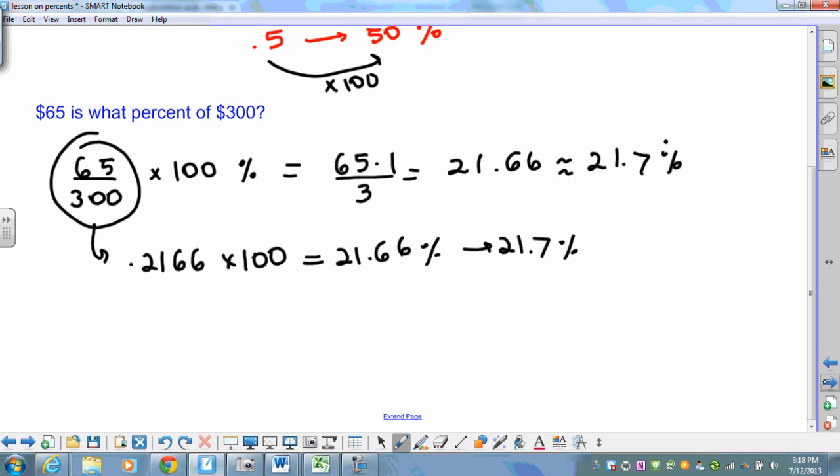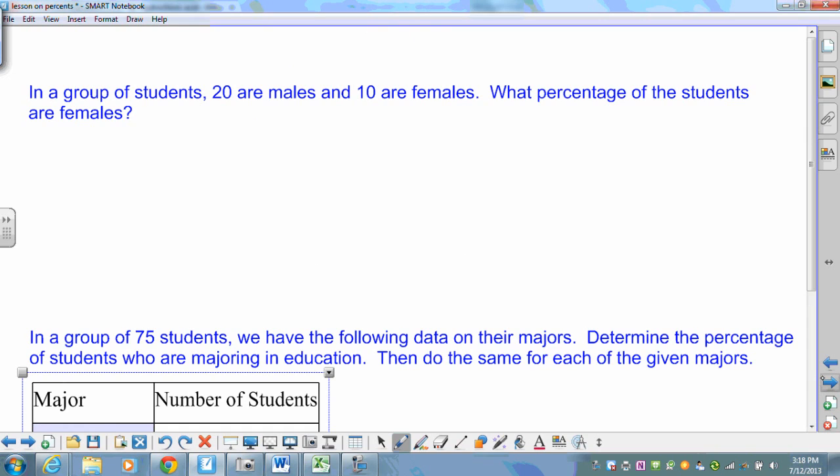Okay, let's take a look at another example. In a group of students, there are 20 males and 10 females. What percentage of the students are females? So we're comparing the part to the whole. The part is 10 students, and the entire group consists of the sum of 20 plus 10, or 30 students. So the question is basically asking, 10 is what percentage of 30? 10 is what percent of the total? So that will give us the results.